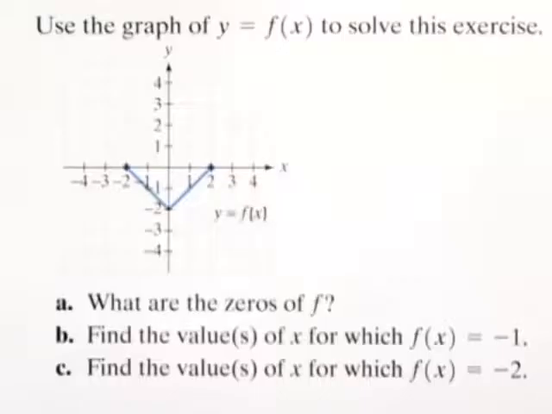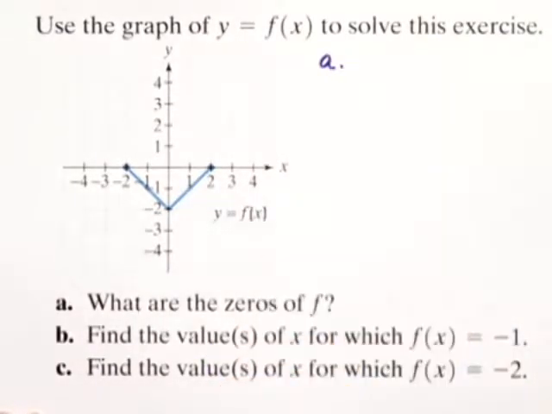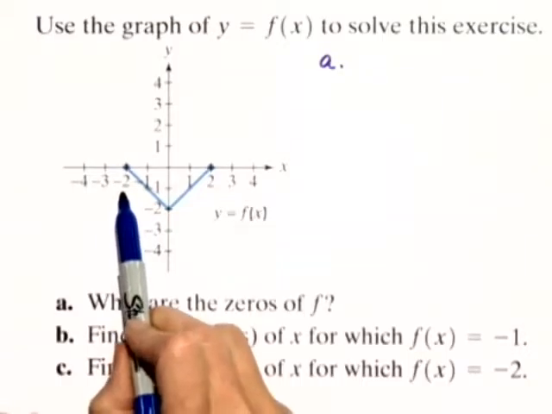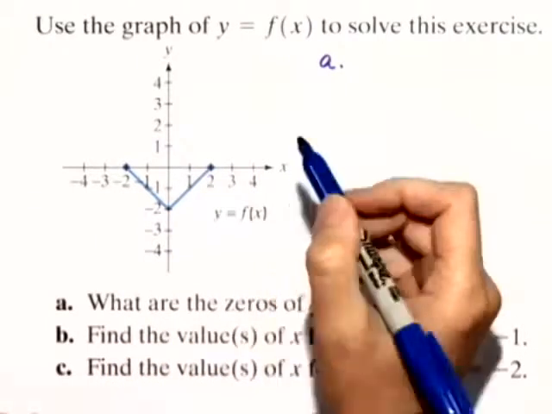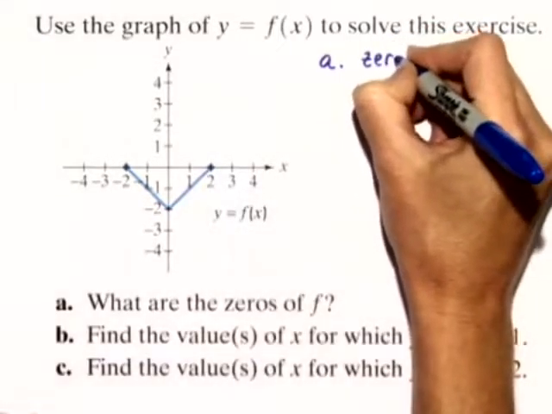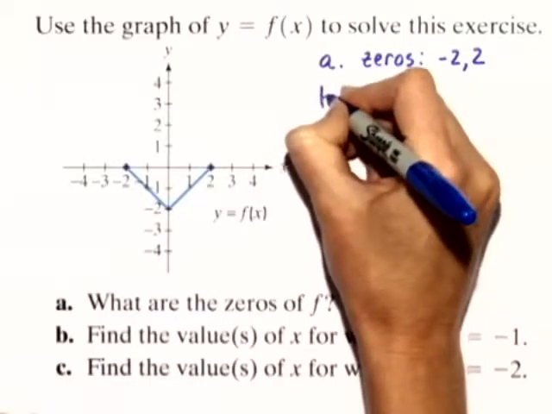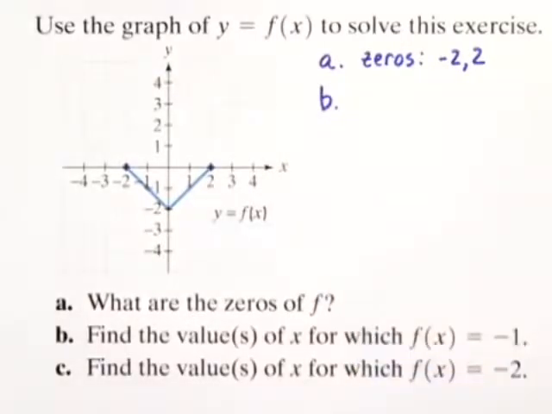Let's use the graph of y equals f of x to solve our next exercise. We have a graph, and in part A, we want to know what are the zeros of f. Well, the zeros are just the places where it crosses the x-axis. So we can see from our graph that it crosses at -2 and +2, and so our zeros are -2 and 2.